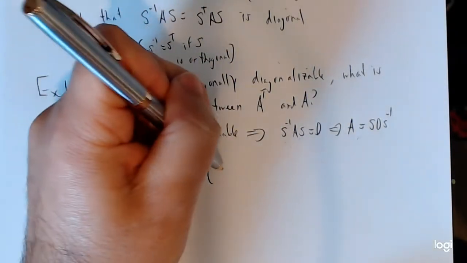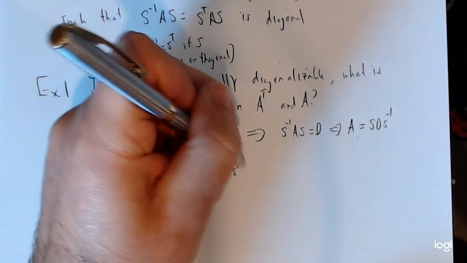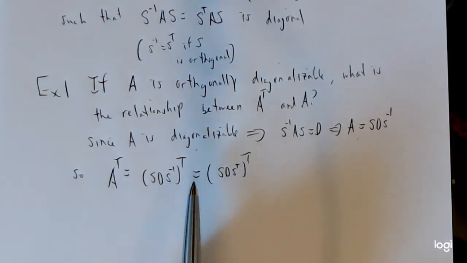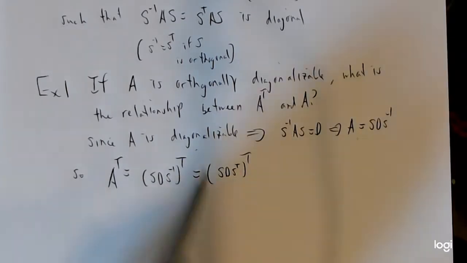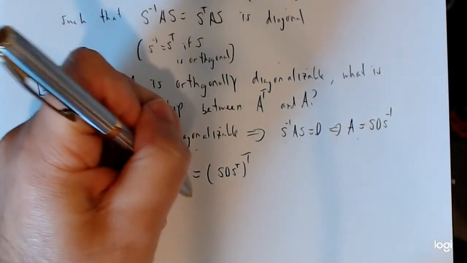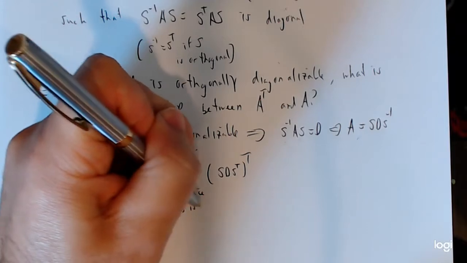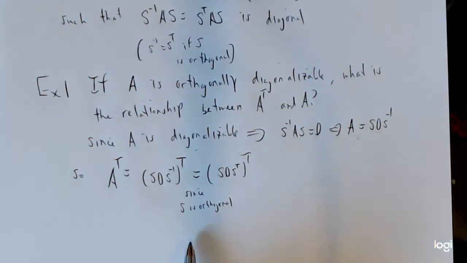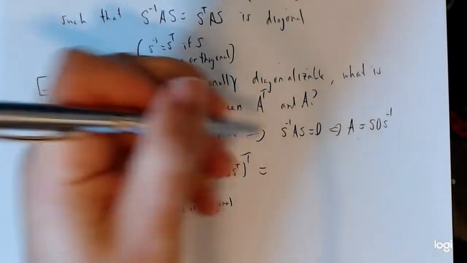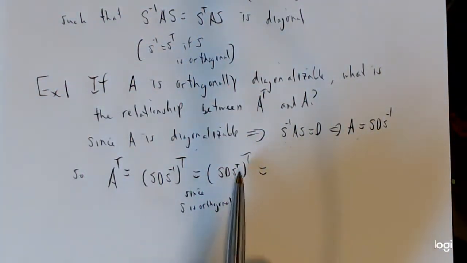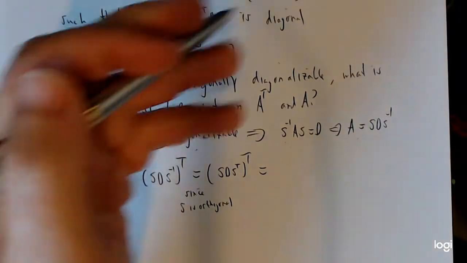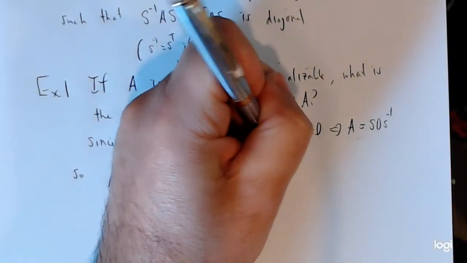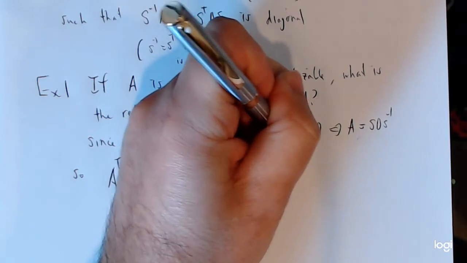So this turns into the same thing as S D S transpose. Now, what's my justification from this step to this step? It's because we know that since S is orthogonal, we can do that. Okay, so if that's the case, then from the properties of transposes of matrices, this becomes the same thing as what? S D transpose S transpose.